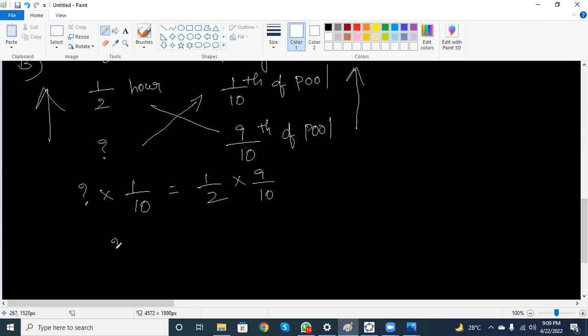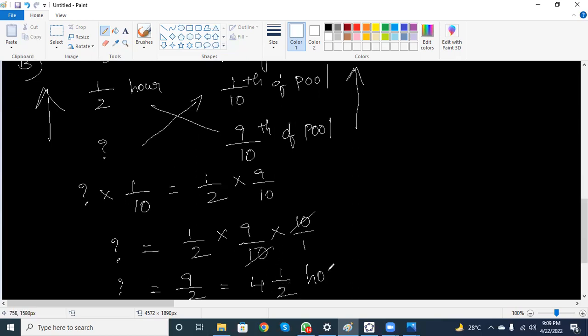Our aim is to find out the question mark. Keep it on the left side only. Transpose this 1/10 to the other side. 1/10 is a fraction, so if you transpose it, it reciprocates to 10/1, simply 10. So the 10s get cancelled, giving 9/2. 9/2 can be written as: 2 4s are 8, 8 gone means 1 is the remainder, so 4 and 1/2 hours. So time could be given as 4.5 hours. We will not leave any fraction as an improper fraction, so let's represent it as a mixed fraction so that you get to know the hours.